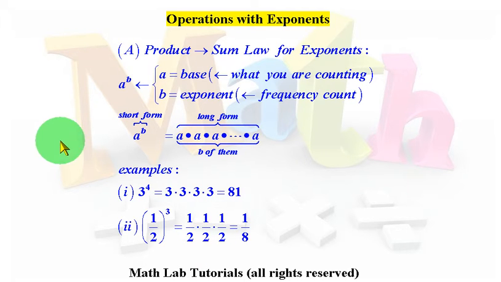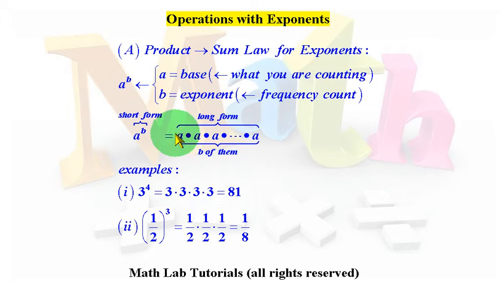The first thing we'll discuss is the product-sum law for exponents. First of all, a power is an expression of the form a to the power b. a is called the base. That's what you're counting. And b is called the exponent, and that's essentially a frequency count. a to the power b is really a short form. It stands for a dot a dot a dot a, etc., until you get to the final a.